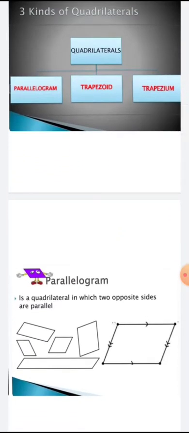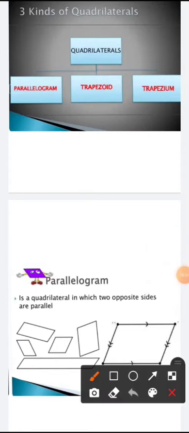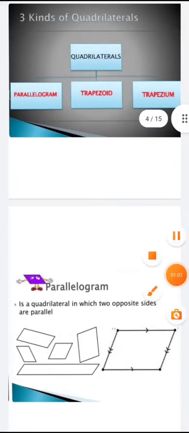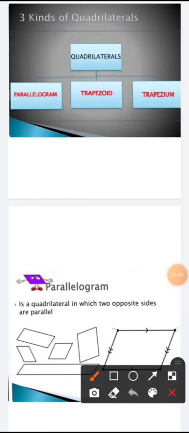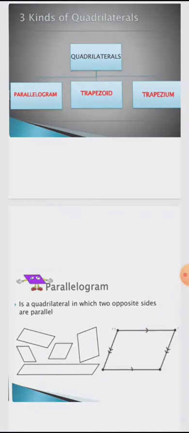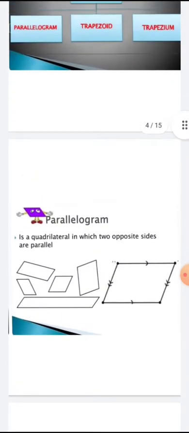A parallelogram is a quadrilateral in which 2 opposite sides are parallel. See here, these 2 opposite sides are parallel. We are going to study the 2 parallel sides here. Okay, dear students, these are the 2 parallel sides, in which the 2 opposite sides are parallel. This we can write. And one more thing we can write for the parallelogram: opposite sides are parallel and they are also equal. We can also give this statement.